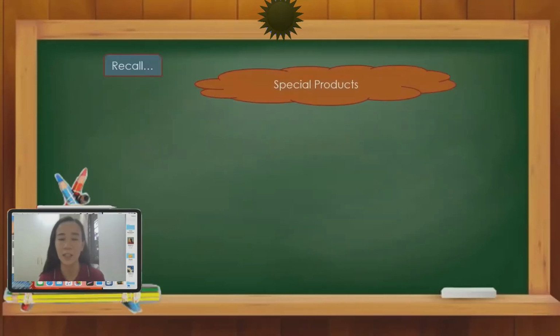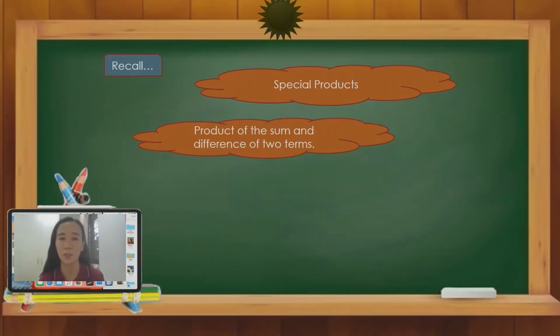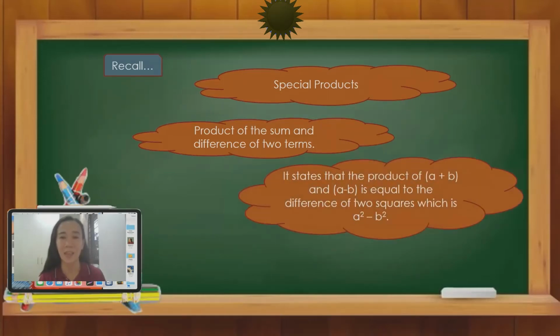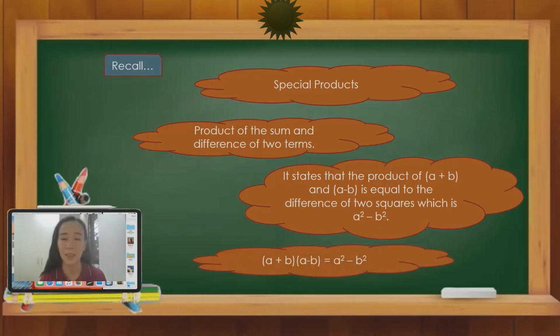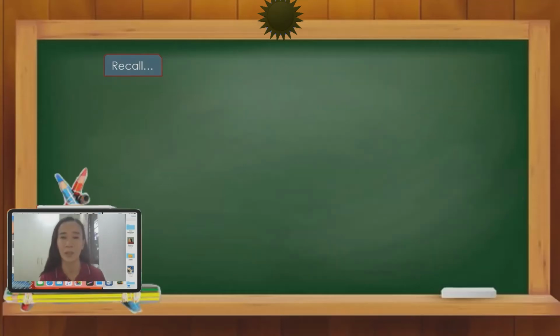Another recall, the special products. The product of the sum and difference of two terms. What does the product of the sum and difference of two terms state? It states that the product of a plus b and a minus b is equal to the difference of two squares, which is a squared minus b squared. So that is (a plus b)(a minus b) is equal to a squared minus b squared. Based on our recall, (a plus b)(a minus b) is equal to a squared minus b squared.